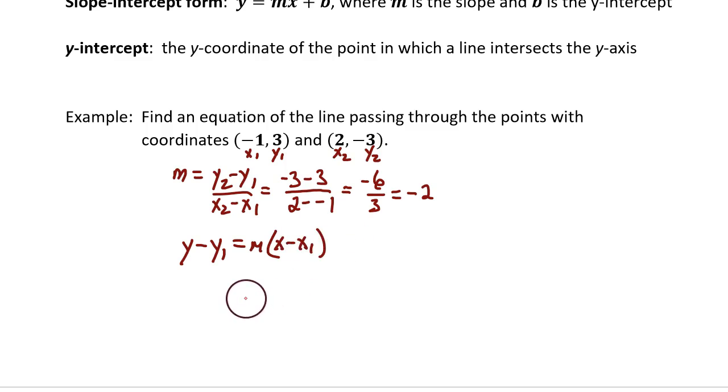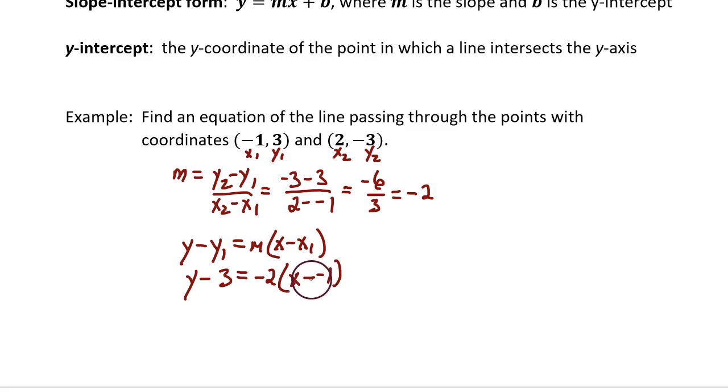This formula has a few places where we're going to substitute numbers for the m and for the x1 and the y1. For y1, what do you fill in? Look at the original ordered pairs. What's the value of y1? It's 3. For m, what do you fill in? What's the slope? It's negative 2. For x1, what do you fill in? It's negative 1. This equation is in point-slope form, but let's go farther and change that into slope-intercept form.